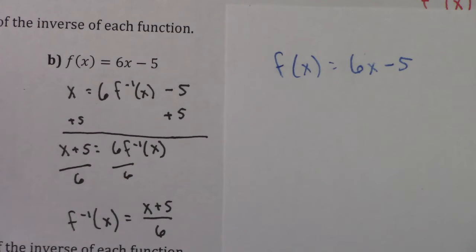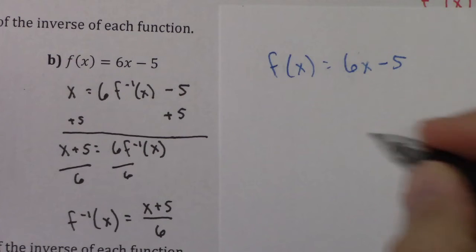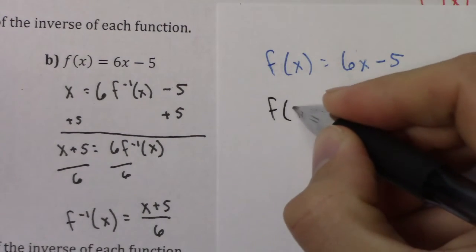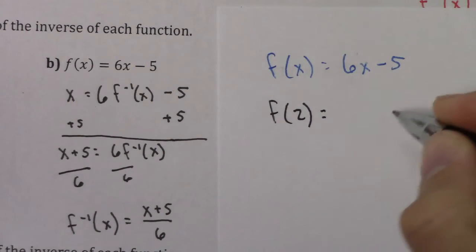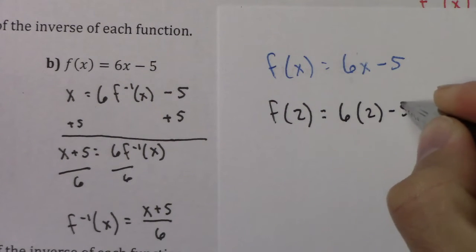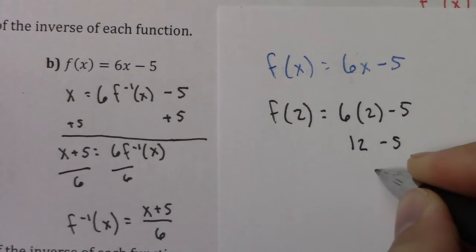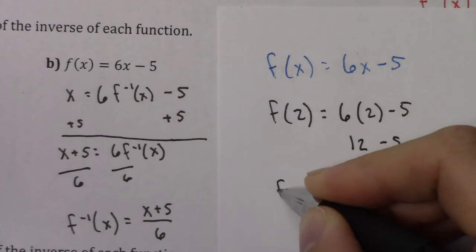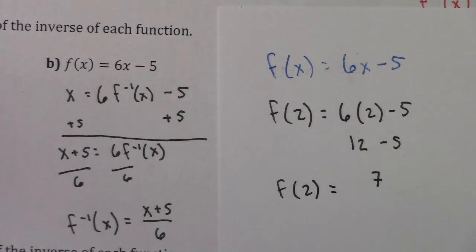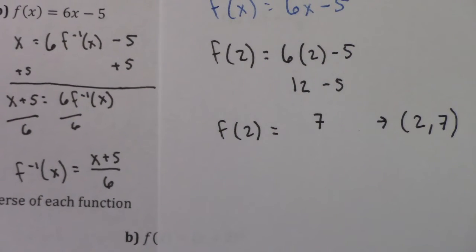So let's go with 2. I like 2. 2 is nice. So we're going to find f of 2. If I'm going to find f of 2, then that means I need to plug 2 in for x, which means 6 times 2 is 12 minus 5, which is 7. So f of 2 is equal to 7, meaning I now have the ordered pair (2, 7). That's what that original equation is saying.